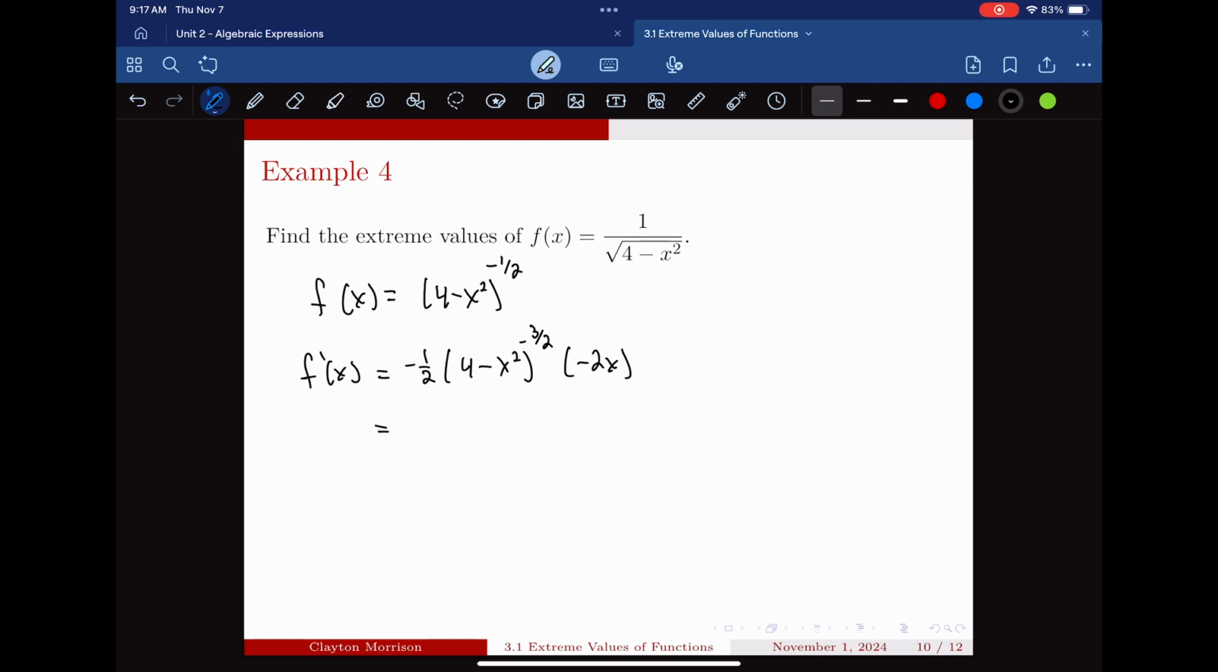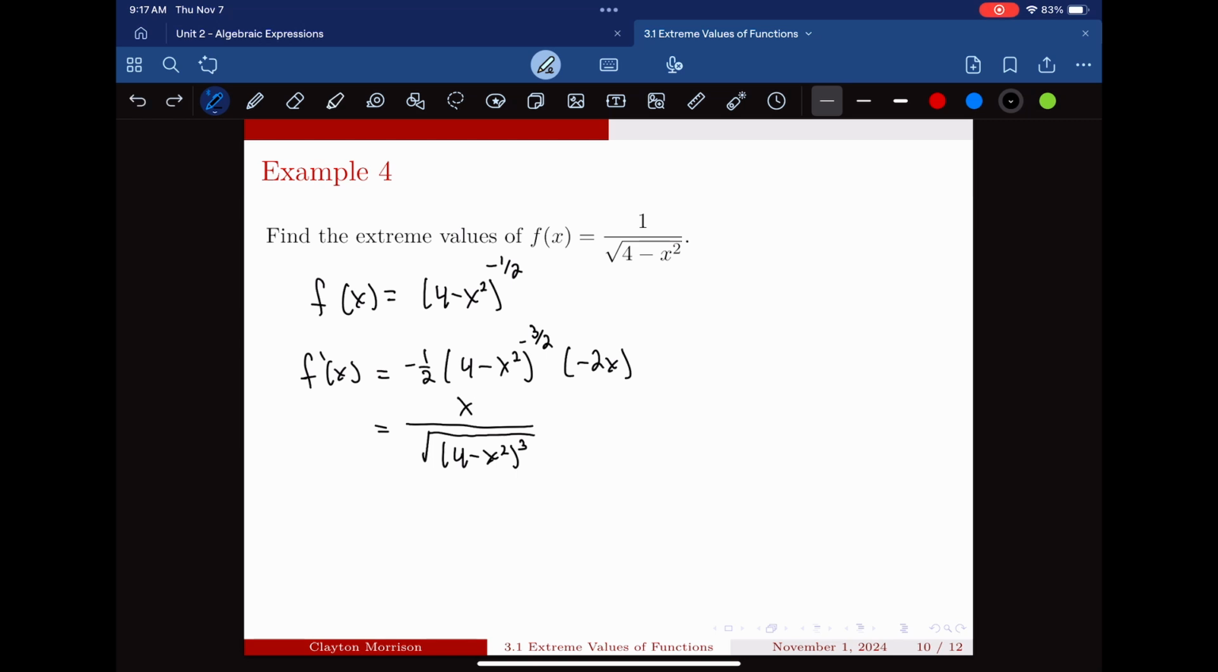I'm going to clean this up a little bit. -2 and a -1/2, that's just 1. So we end up with x over the square root of 4 minus x squared quantity cubed. And that might help us. I don't really know. We want to know when this guy is going to be 0. It's going to be 0 when the top is 0.